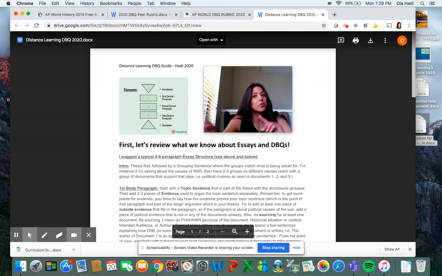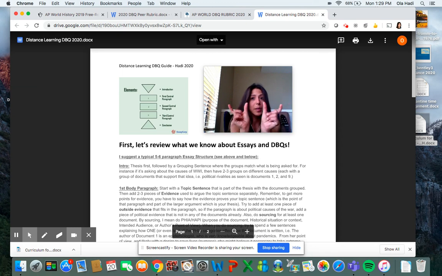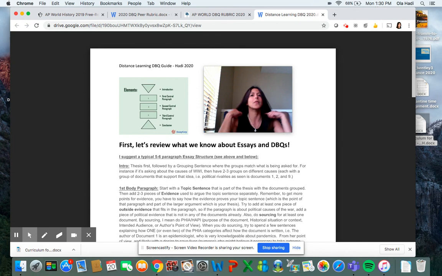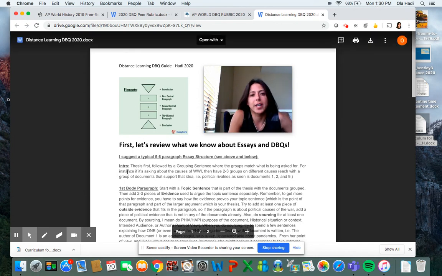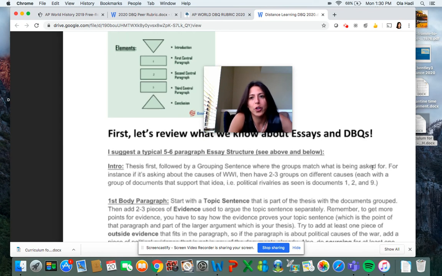So let's say you had 2 groups like that, one cause and then another cause, and they both had documents grouped together. Then you could take those 2 separate statements and make them the topic sentence of your first and second paragraph. Okay, so I'm going to go over what it sort of looks like. Again, I want the thesis first, followed by a grouping sentence where the groups match what is being asked for. Again, if it's the causes of World War I, you think of 2 causes, you put the documents together for an economic cause or a political cause, and those are your grouping sentences.